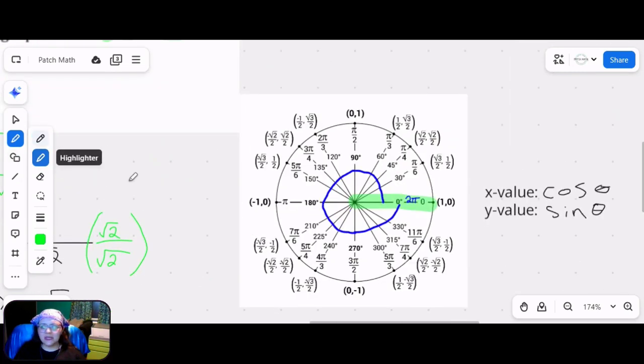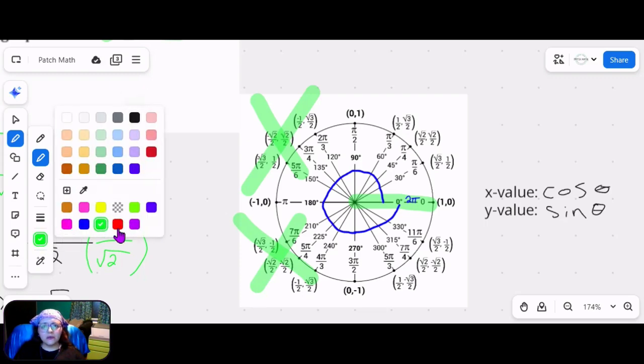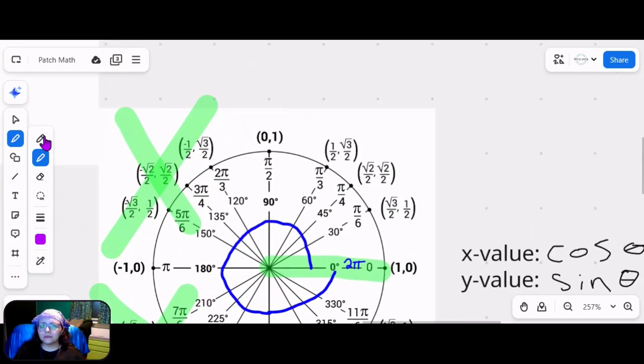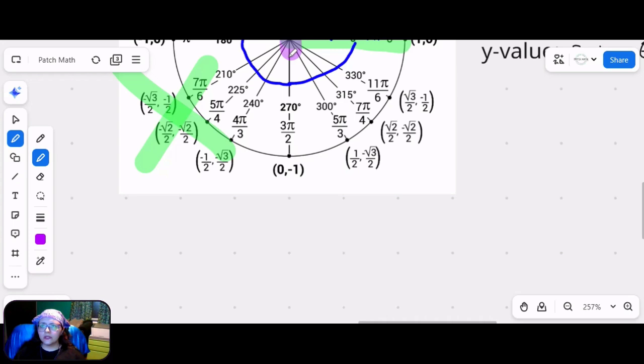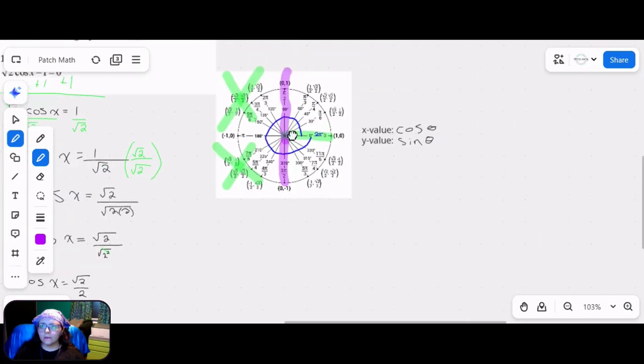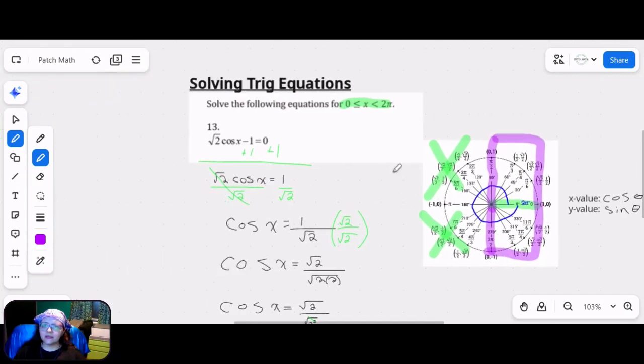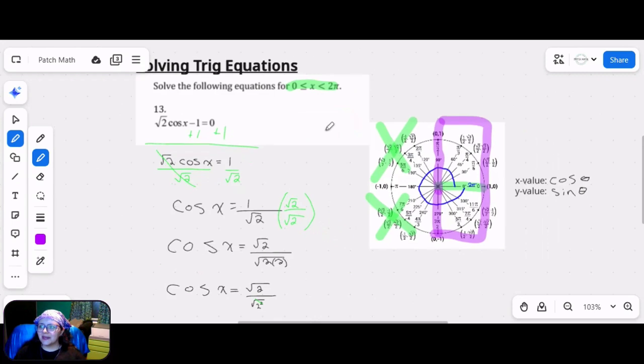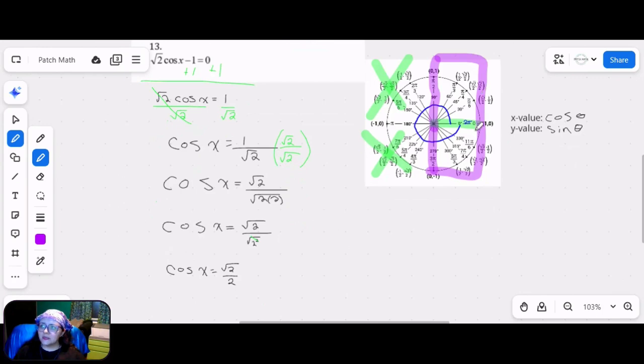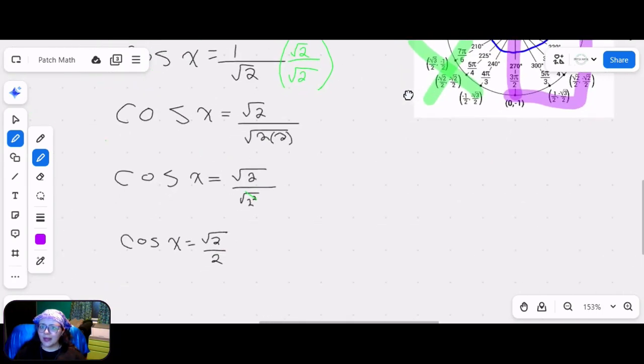Since cosine is our x value, x's are not positive in the second quadrant, and x's are not positive in the third quadrant. That restricts us to quadrant 1 and quadrant 4. And that adds to the restriction that is given to us in the beginning. All right, so we're not finding coterminal angles here, just between 0 and 2 pi. And then specifically, now we're looking at quadrants 1 and 4.